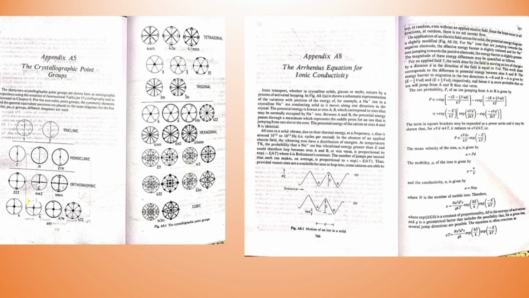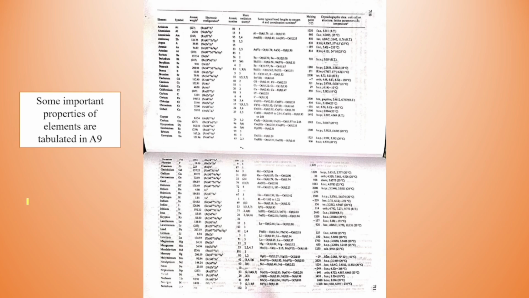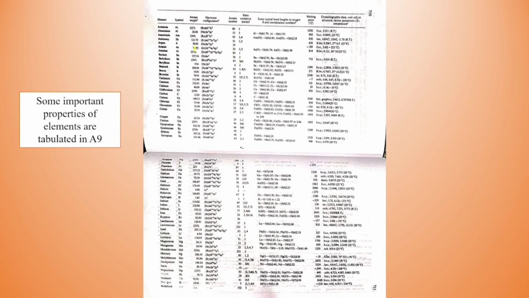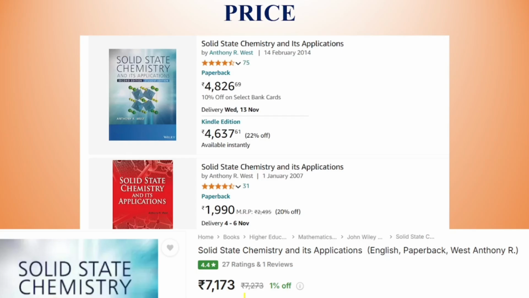You can see the crystallographic point group studies, Arrhenius equation for ionic conductivity, and finally the anions and ions of the elements and some of their properties. See, he has tabulated everything. And now on to the price.